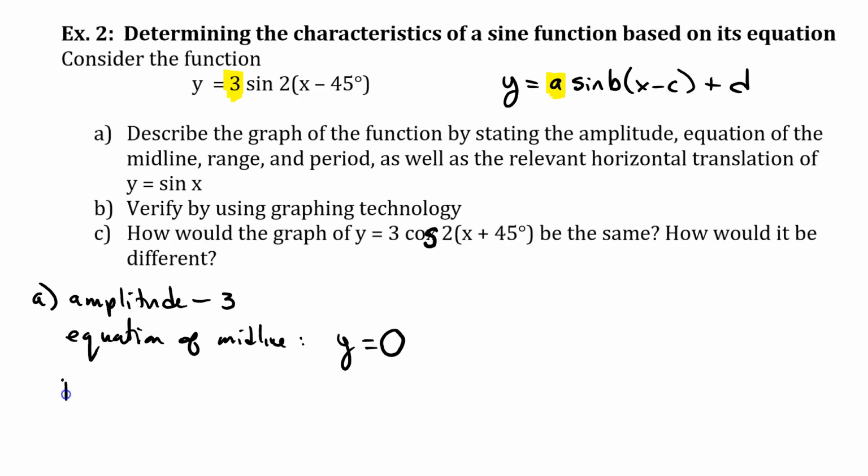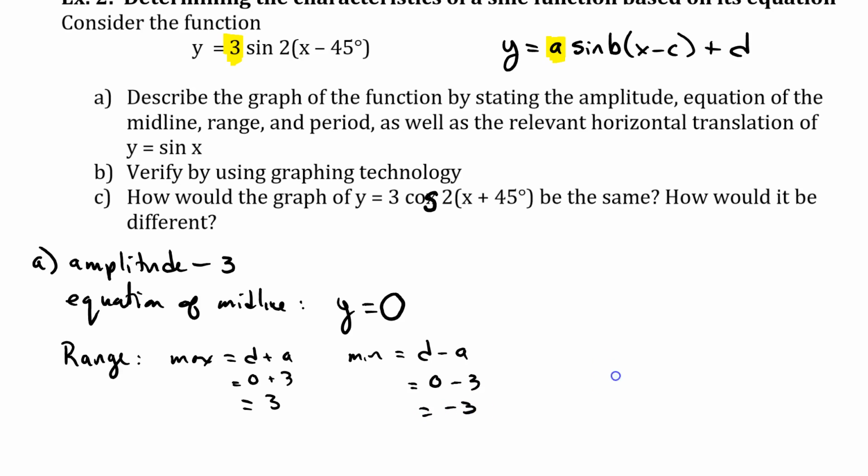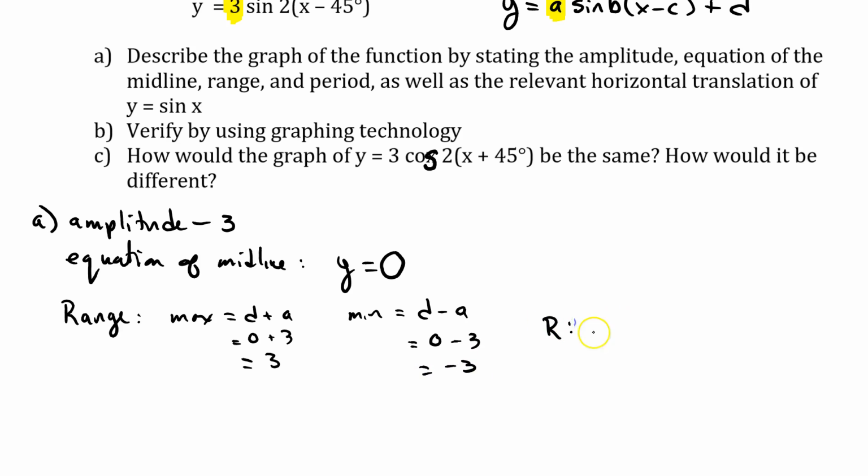Let's talk about that range. Remember, the max is d plus a. D is 0, plus a is 3, so we have positive 3. And our min occurs at d minus a, so 0 minus 3, which is negative 3. So if we are to talk about the range, it's going to be negative 3 is less than or equal to y is less than or equal to positive 3. Y is an element of the reals.